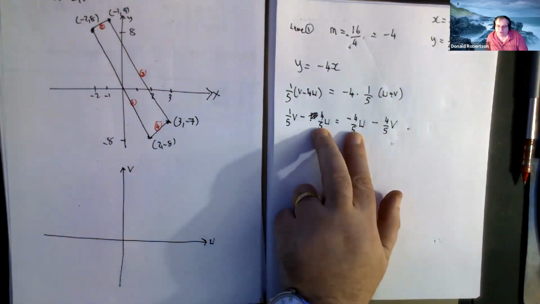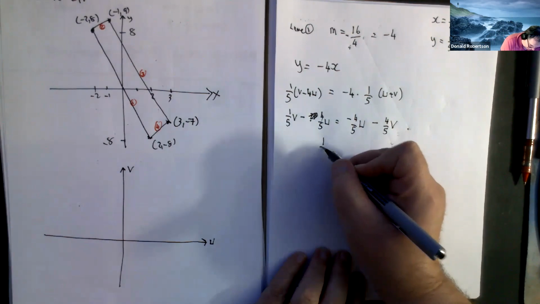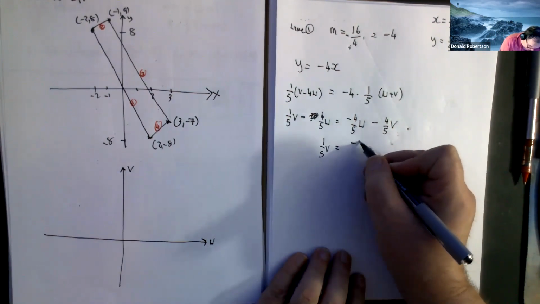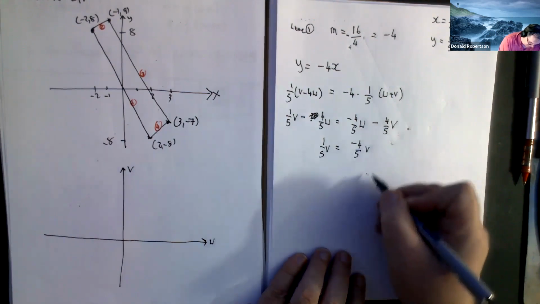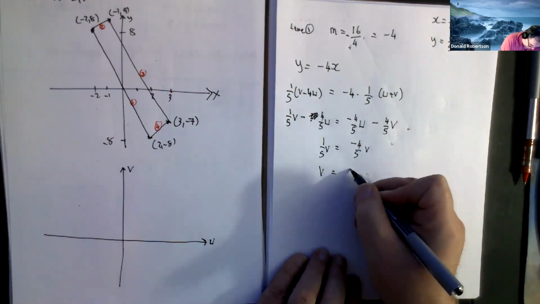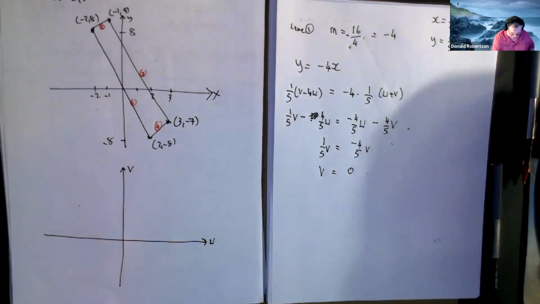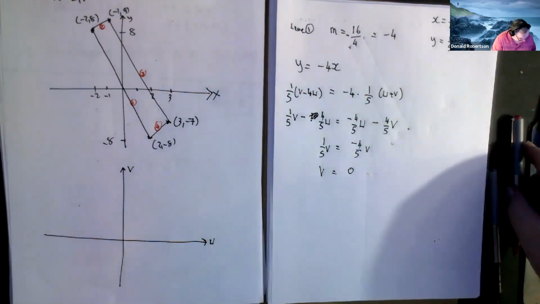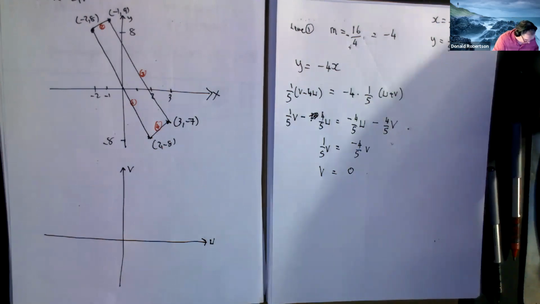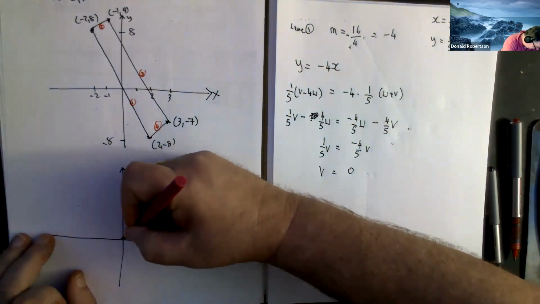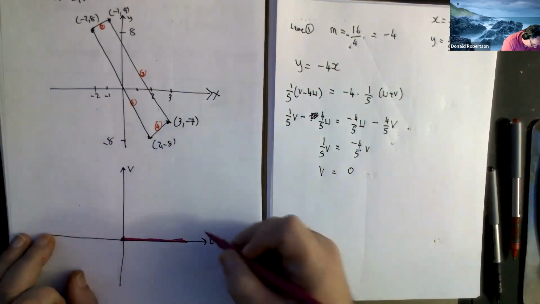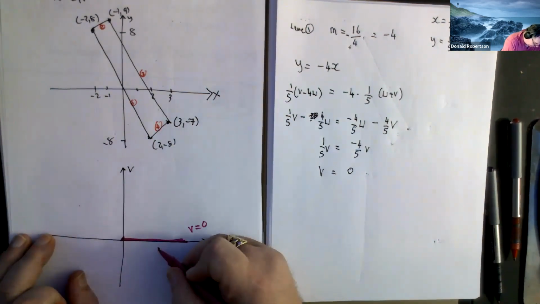Do you notice that these two cancel out? And I'm left with 1/5 v is equal to -4/5 v. If you add them to both sides, you get v equals 0. So I have got my first line. Line 1 is v equals 0, and v equals 0 is basically that line there. There's line 1.